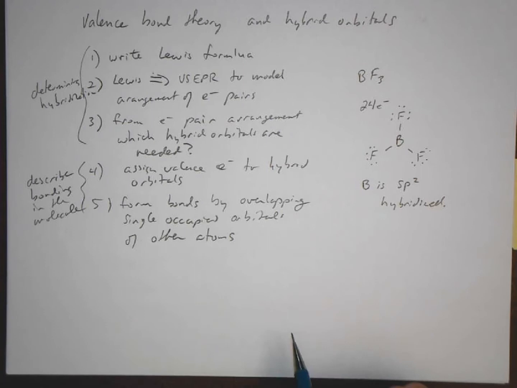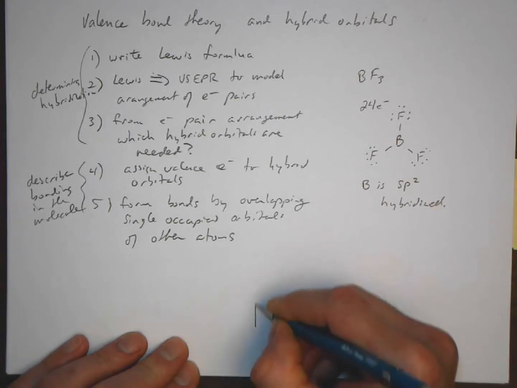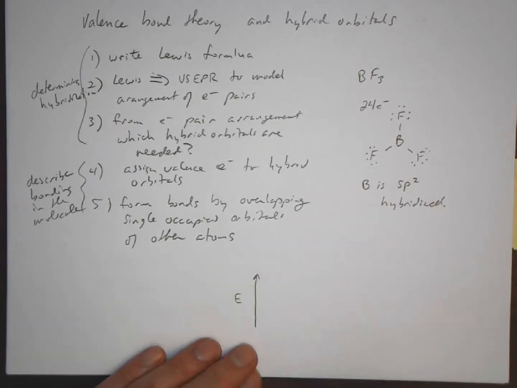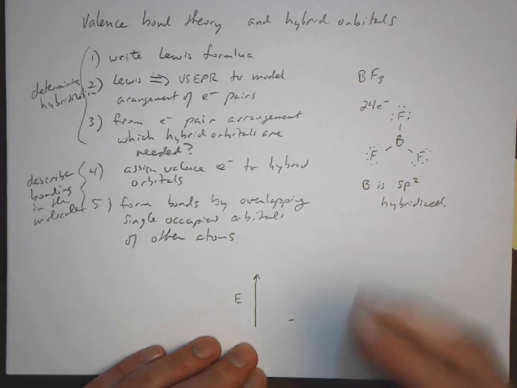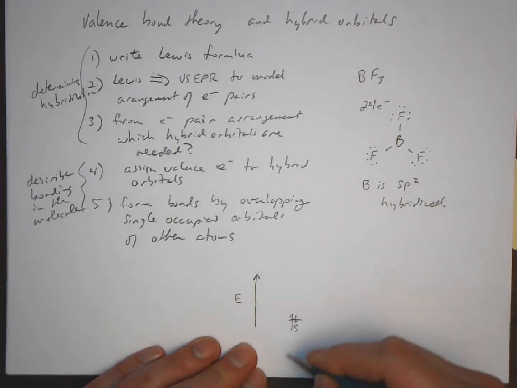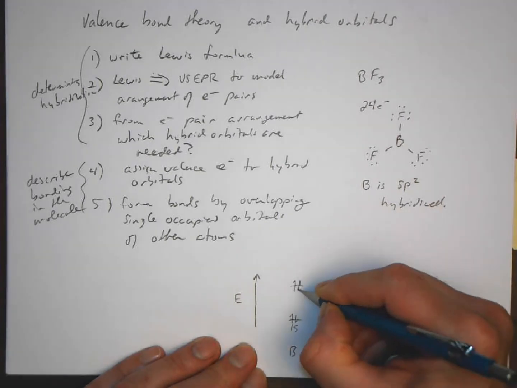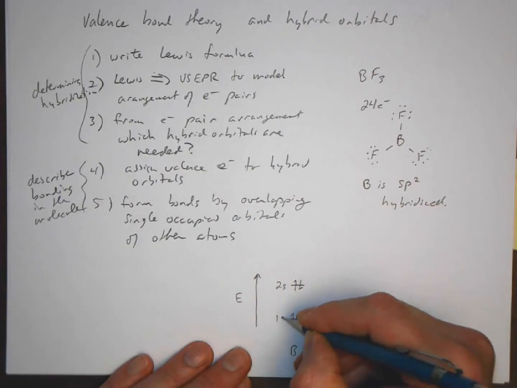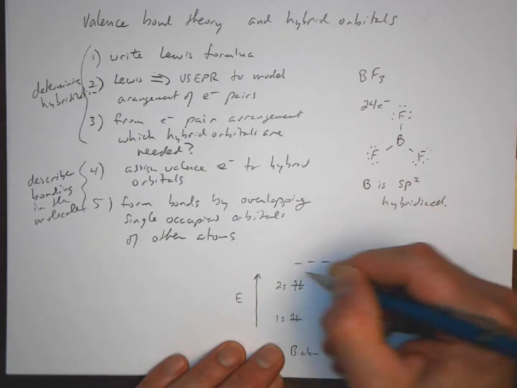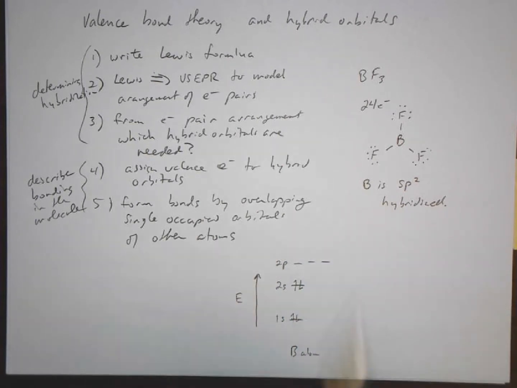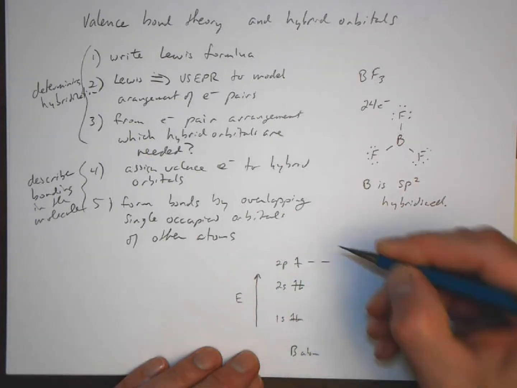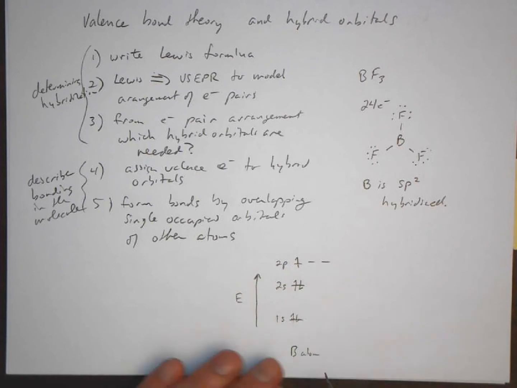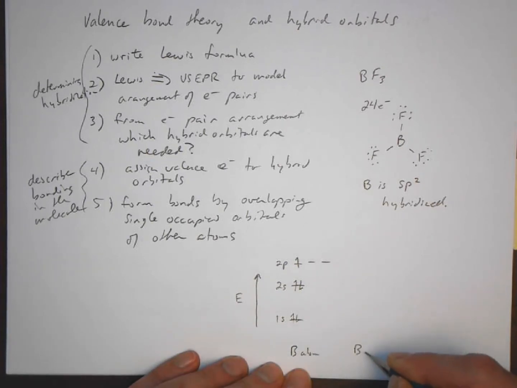I'm going to draw these a little differently. The energy is going to go up. We have the 1s. Here's the boron atom, 2s and the 2p. Boron has one electron in the 2p. The boron atom is going to hybridize.